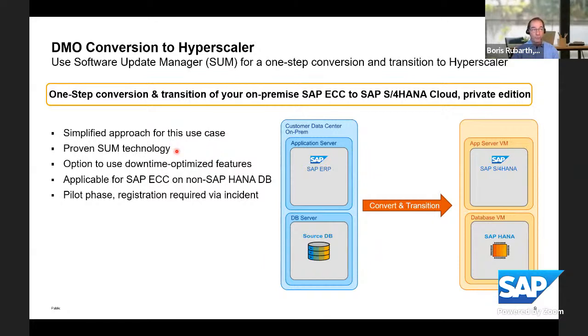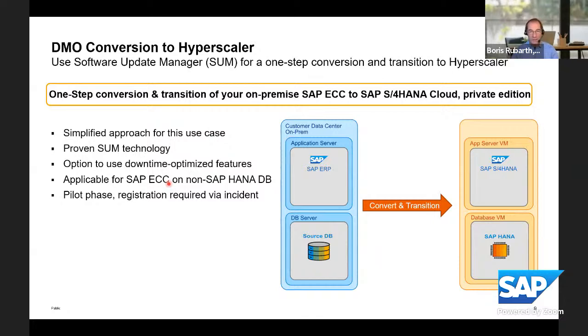And if this approach turns out to be really appropriate for the main scenarios, it's still in a pilot phase, but we are evaluating this, then it would even be possible for this approach to go into technical details. Downtime optimized features like downtime optimized DMO or downtime optimized conversion could be used then. So that would even allow shorter downtimes compared to DMO with system move, the parallel mode. The approach as such is applicable for source systems ECC that are not yet on HANA database.